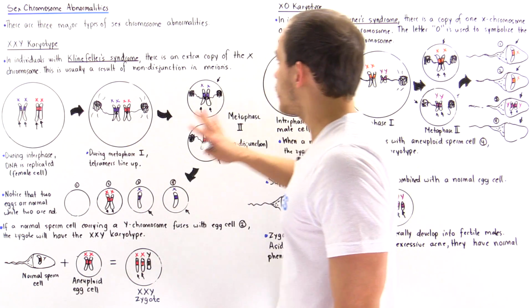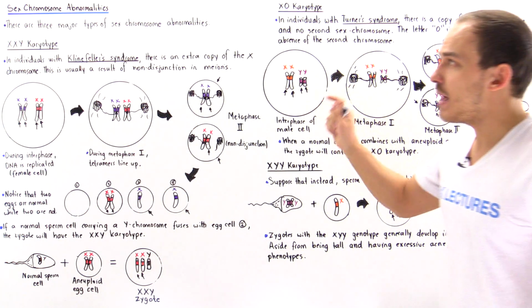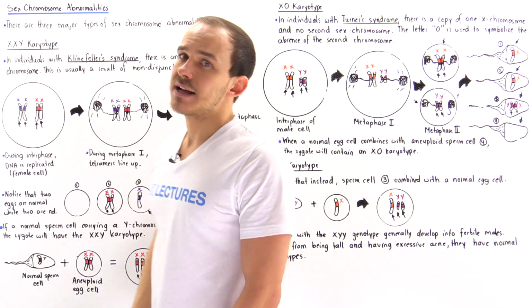So these are the 3 different types of abnormalities that exist on sex chromosomes.